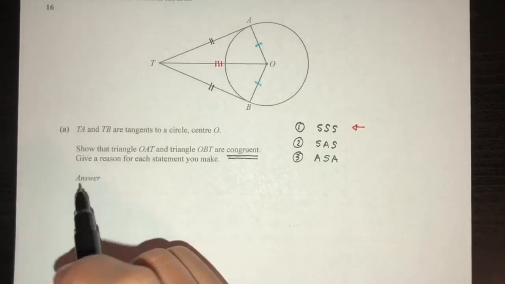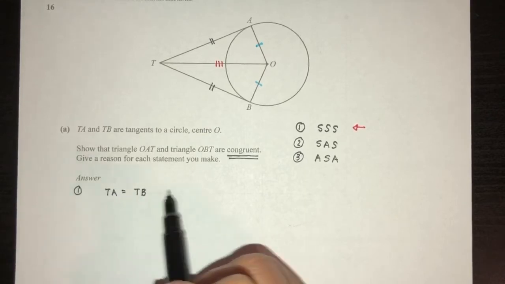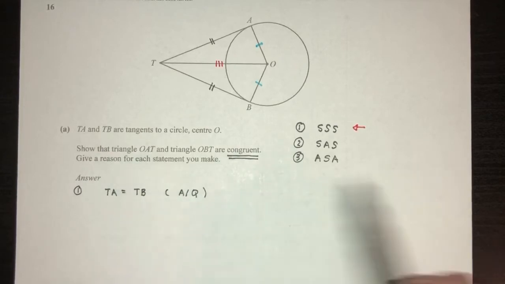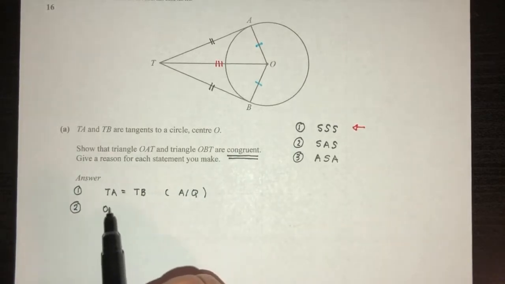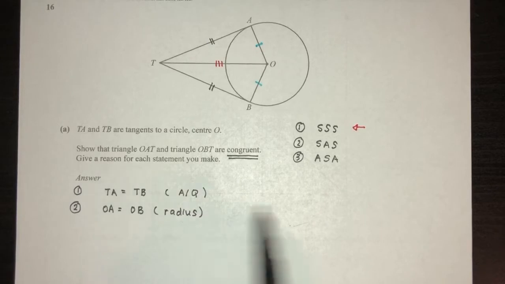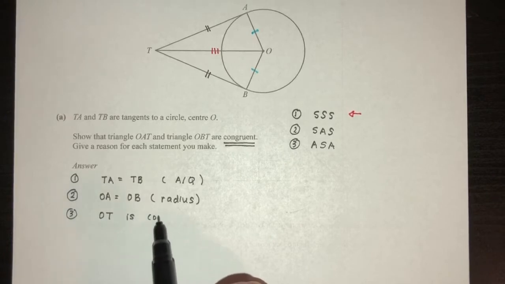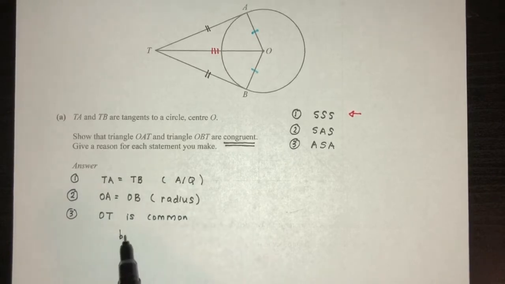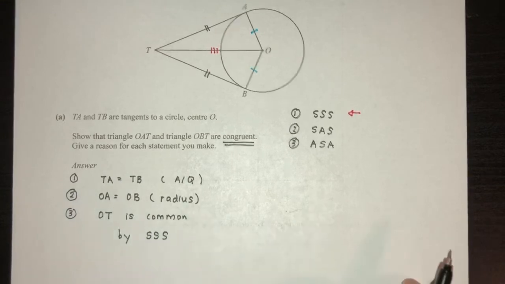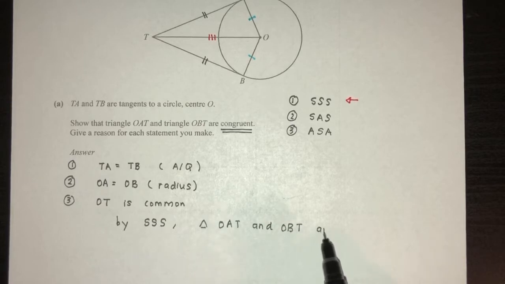So let's write this down. First one, we can say TA is equal to TB. This is given according to the question, right? Now part 2, we know that OA is equal to OB, the radius, and then we have OT is common in the two triangles. So by SSS, which is all the three sides are the same, we have proven that triangle OAT and triangle OBT are congruent. Okay, that is the first part of the question.